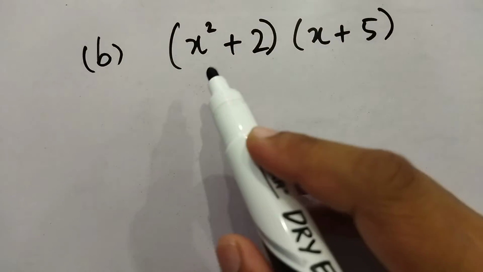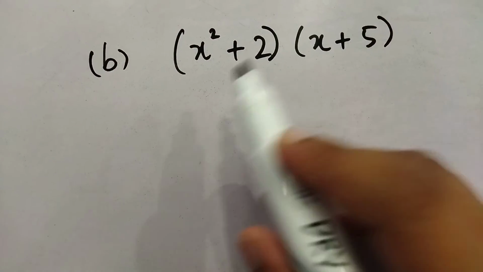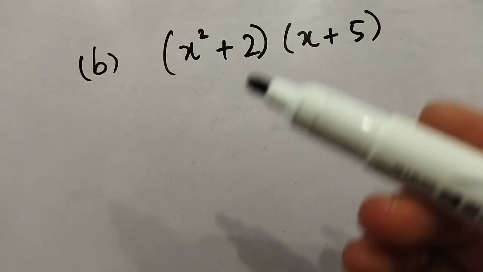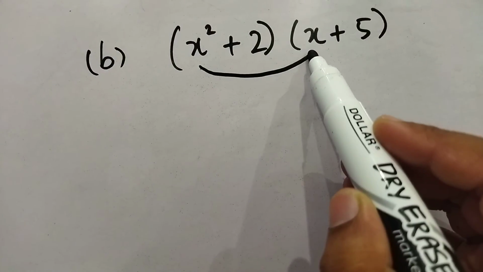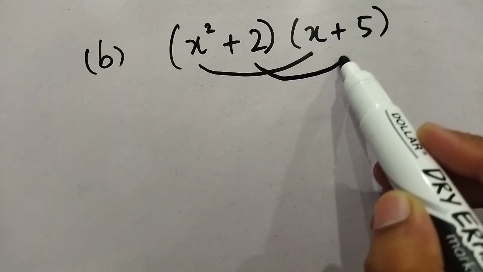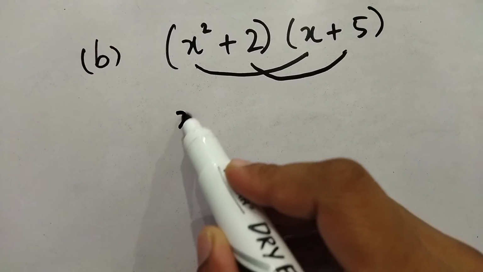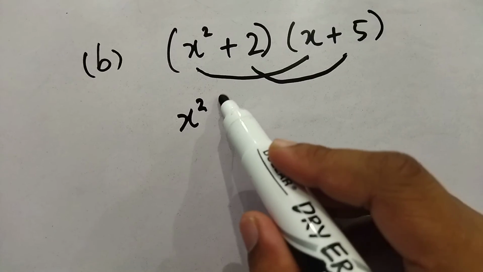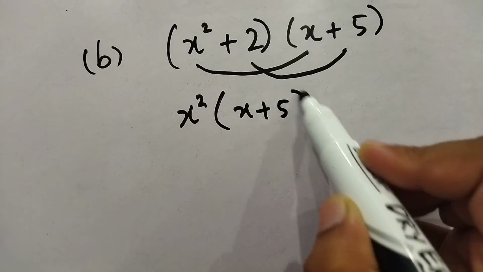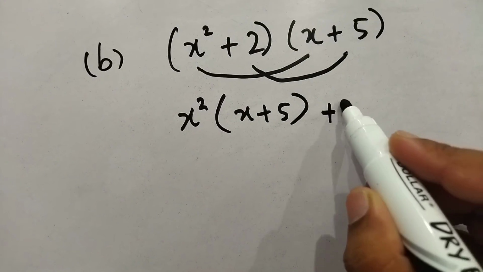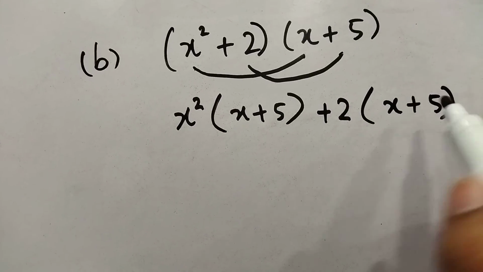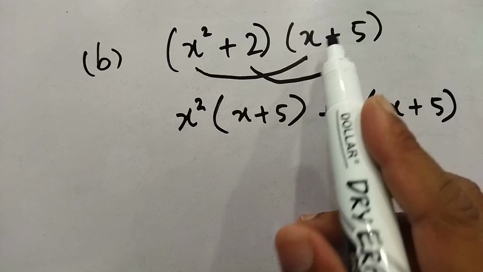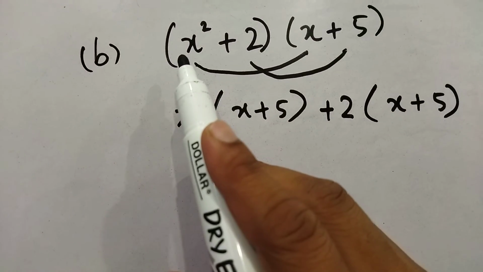Same goes with part B. Again, we have two different expressions. Basically, in an expression with two brackets, we are going to multiply this x square first with x plus 5, then this 2 with x plus 5. How are we going to expand this? x square into x plus 5. Then the other term, plus 2 into x plus 5, right? So we are going to write the second bracket twice, first with the first term, then with the second term.